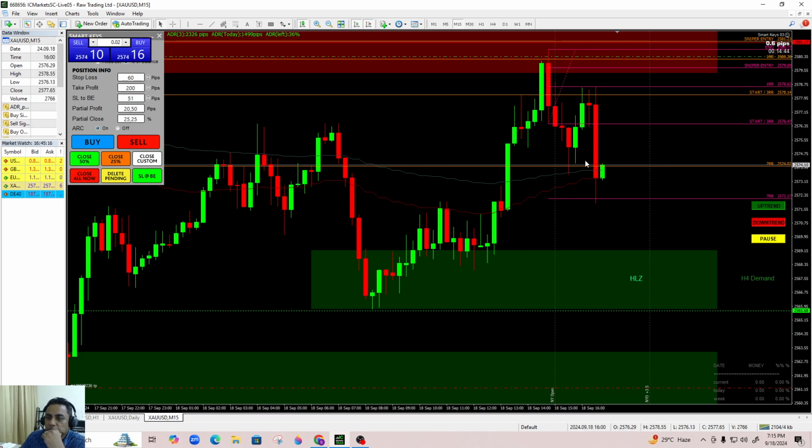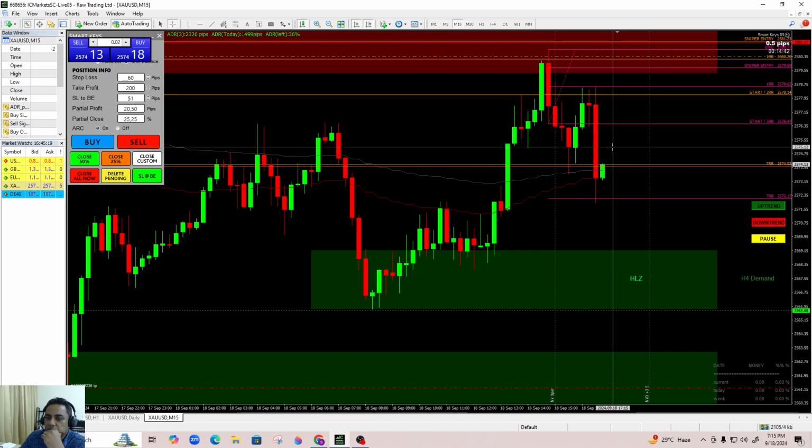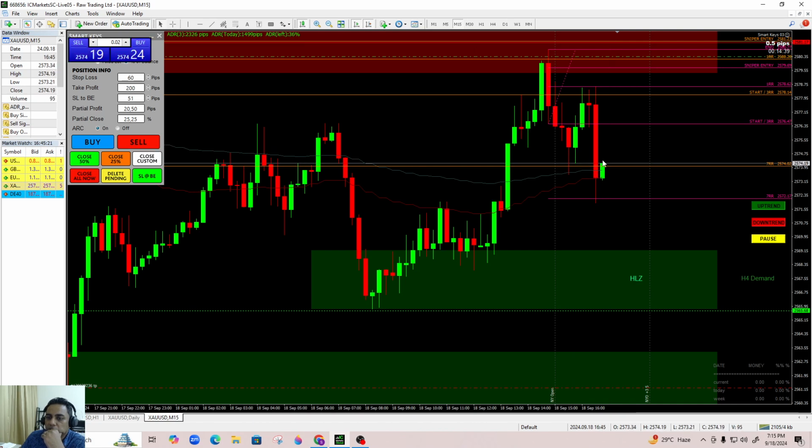We got a strong M15 candle close, just like we said. It's just like I said, below this support. So now top wick and push down.